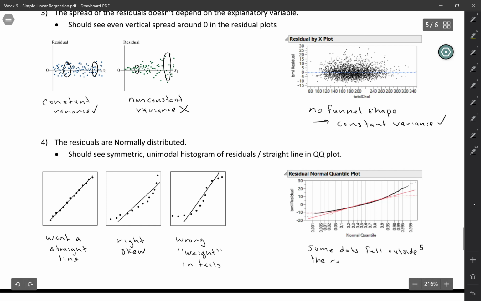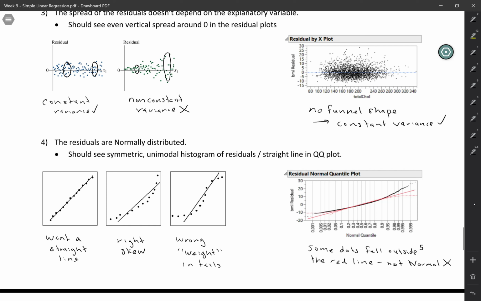So it seems like this isn't just a little bit of random variation. It seems like this is probably not a normal distribution in the residuals. And we'll talk more as we go about how this really affects the outcome.